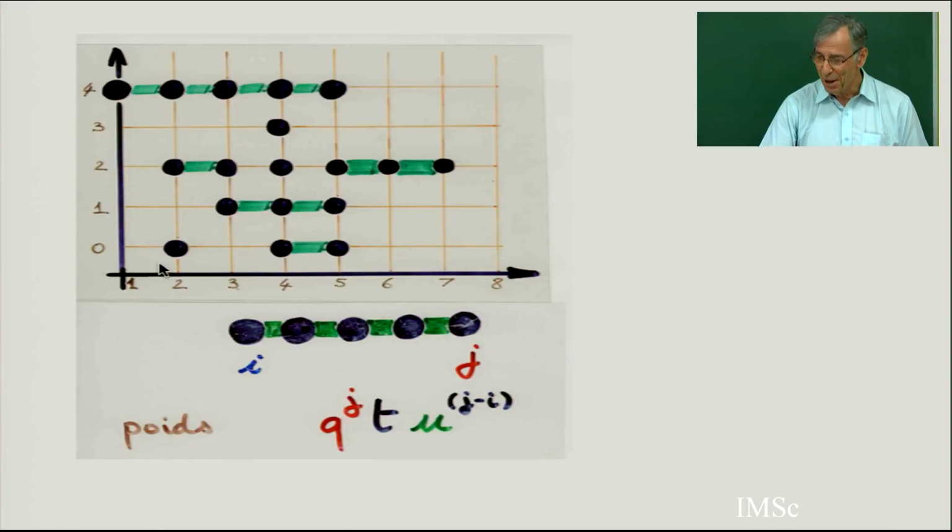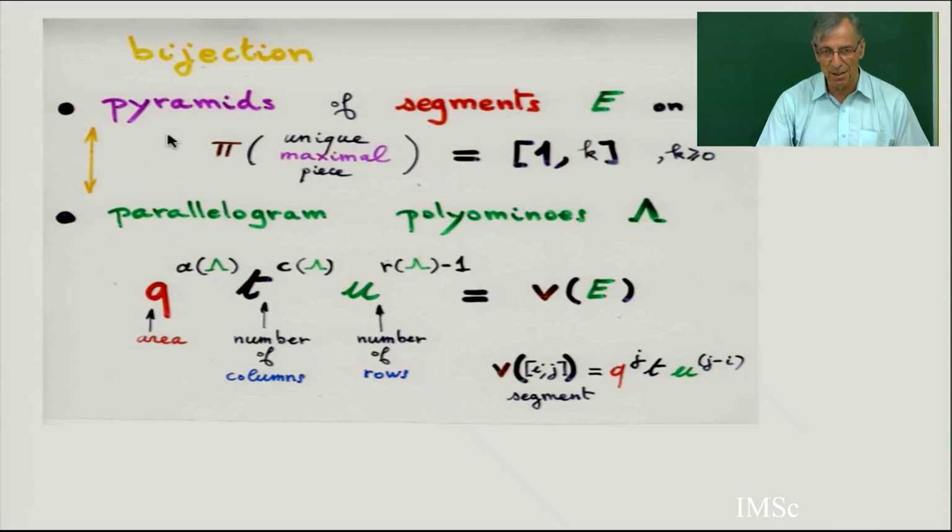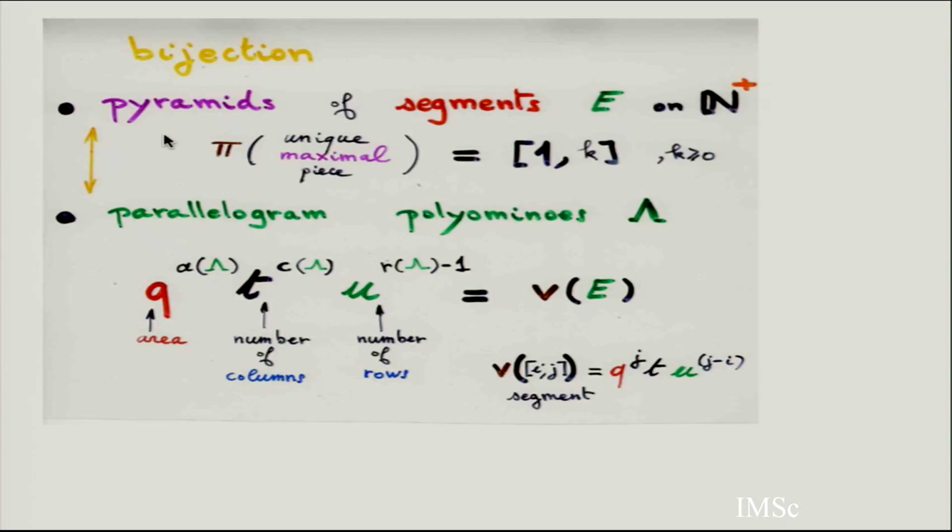So as usual, the weight of the heap is going to be the product of all these weights, and I claim that I have a bijection. There is a bijection between pyramids of segments. No, it should be semi-pyramids.